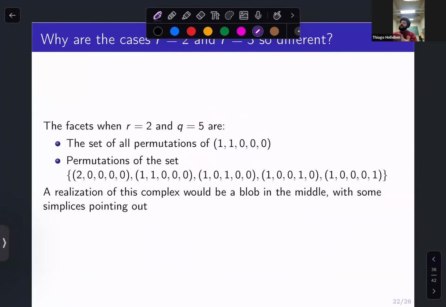One question you can ask is, why are the cases R equal to 2 and R equal to 3 so different? Before that, I want to show you a picture of S2,5 and S3,5. I won't show you a picture for 2,5 because the dimension is very high, but the idea is there are two types of facets. The first facet is: you look at the vector 1, 1, 0, 0, 0, you take a permutation of 5 elements and permute this. That gives you a set, and that set is a facet.